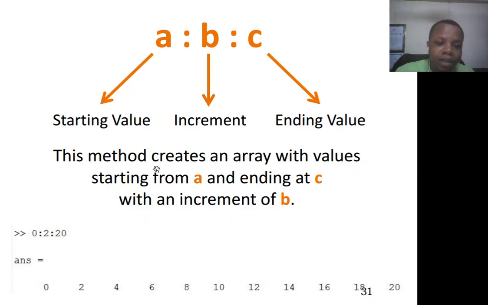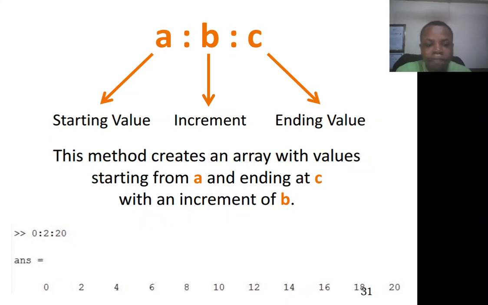In MATLAB we can create a sequence of numbers using this syntax, a colon b colon c, where a refers to the starting value, b is the level of increment, and c is the ending value. So if we'd like to create a sequence of numbers starting from 0 up to 20 with an interval of 2, we could use 0 colon 2 colon 20. This will generate numbers from 0 up to 20 with an interval of 2.